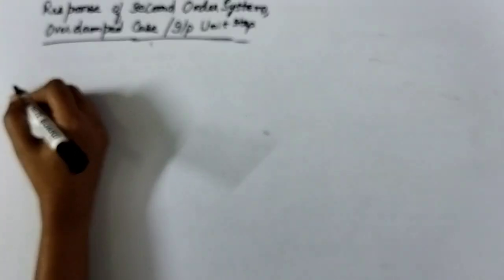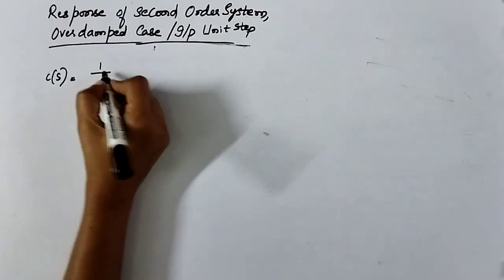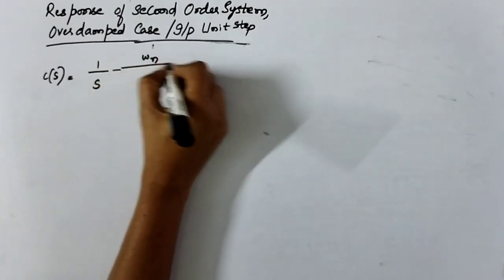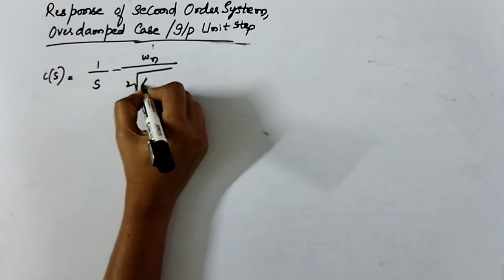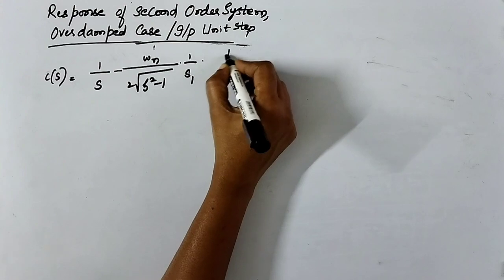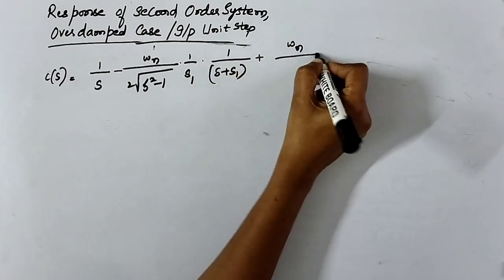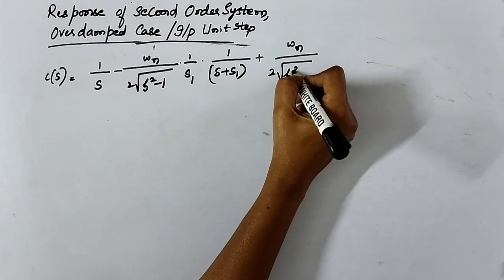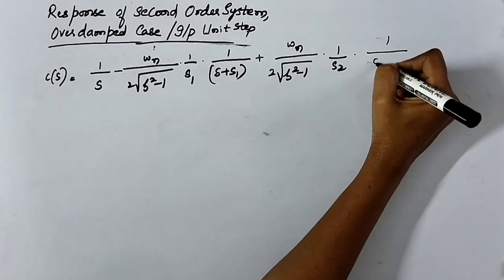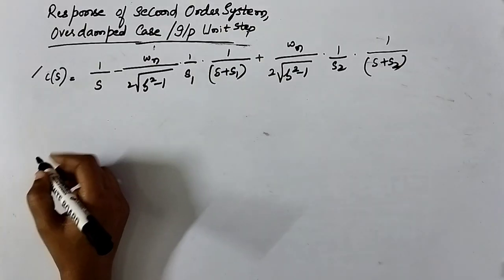Now replacing C of s with coefficients, we get C of s equal to coefficient A is 1. Now B is omega n by 2 root over zeta square minus 1 into 1 by s1 into 1 by s plus s1, plus coefficient C, omega n by 2 root over zeta square minus 1 into 1 by s2 into 1 by s plus s2. Now this is in terms of s domain. We are supposed to find out in t domain.